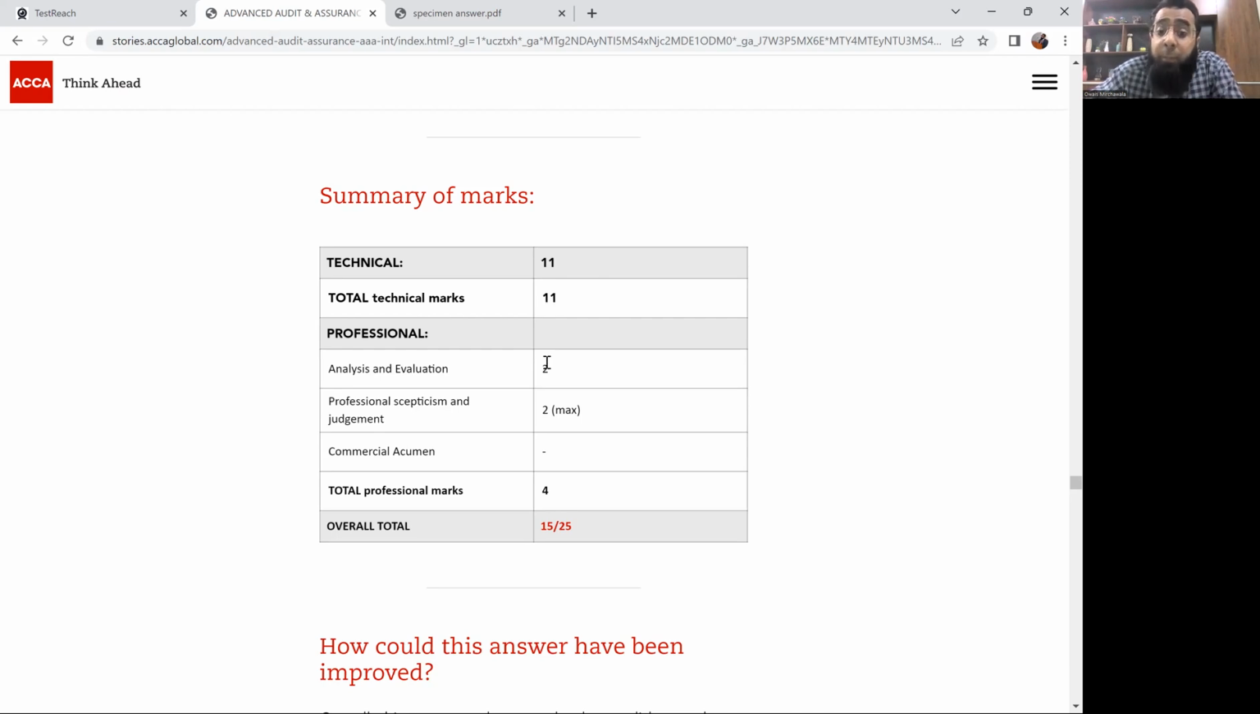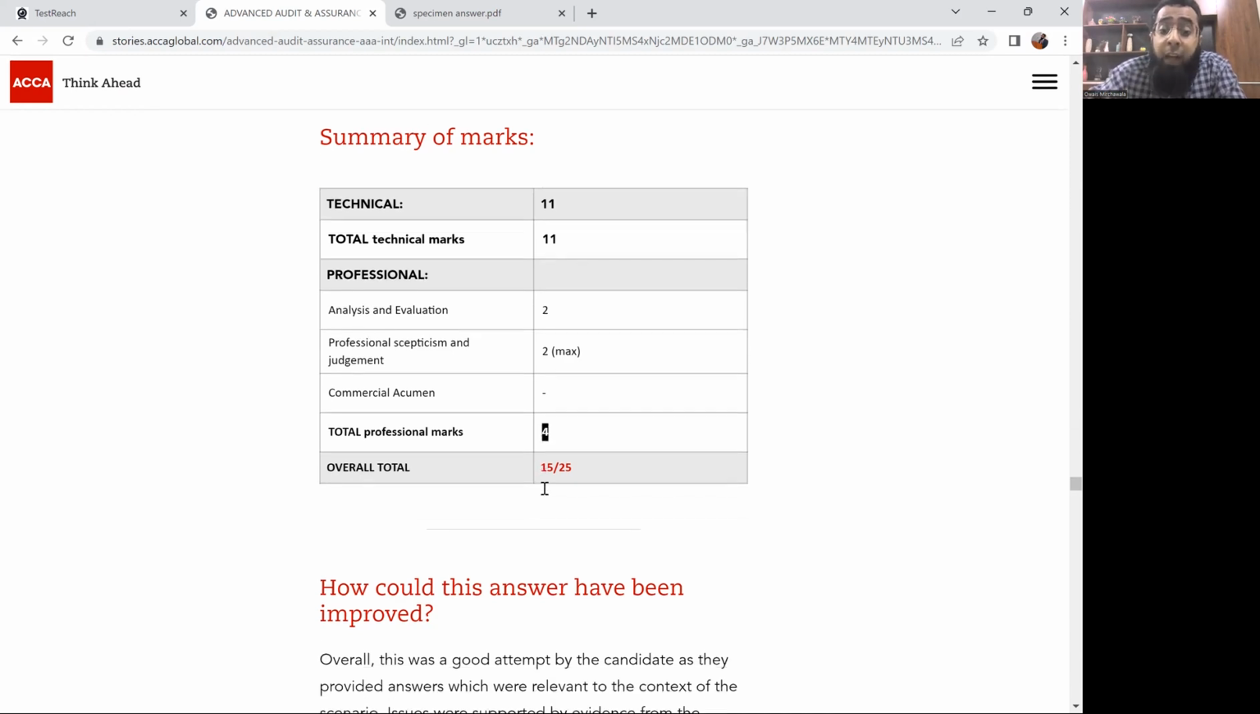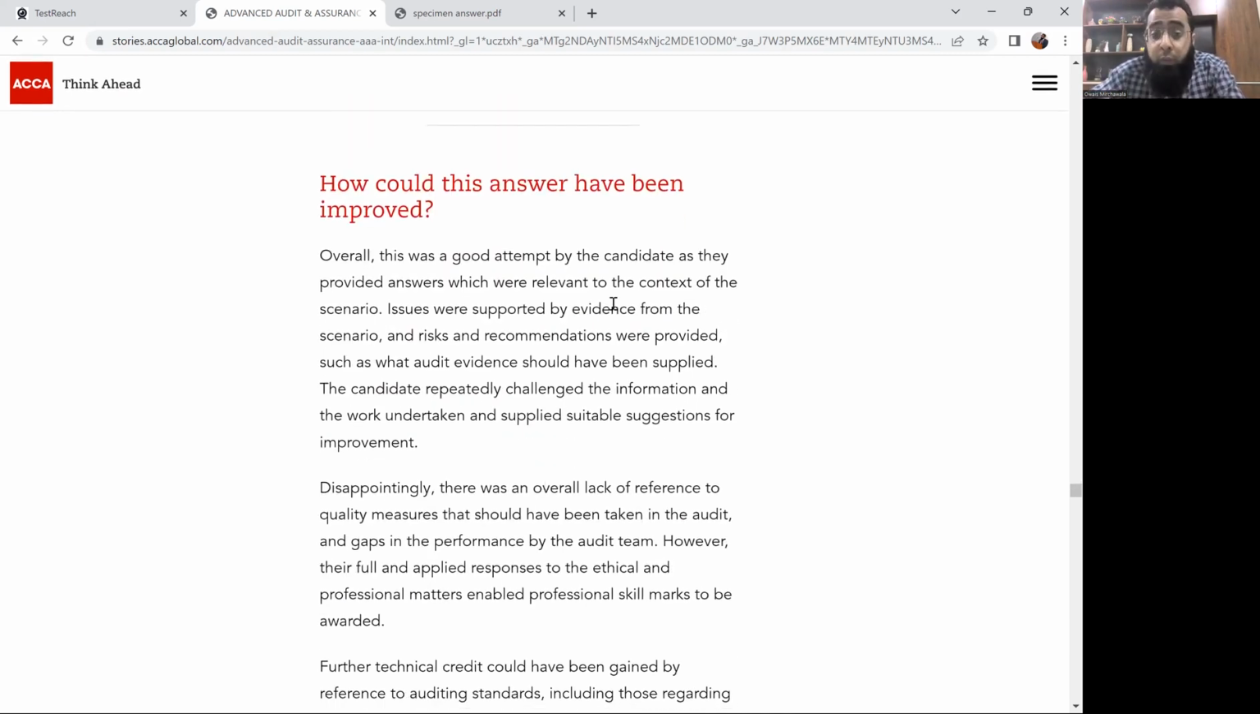In professional marks, he performed well. In analysis and evaluation, he got 2. In professional skepticism and judgment, he got 2. So out of 5 marks, he got 4 professional marks. That is good for AAA level. Now, how could this answer have been improved?